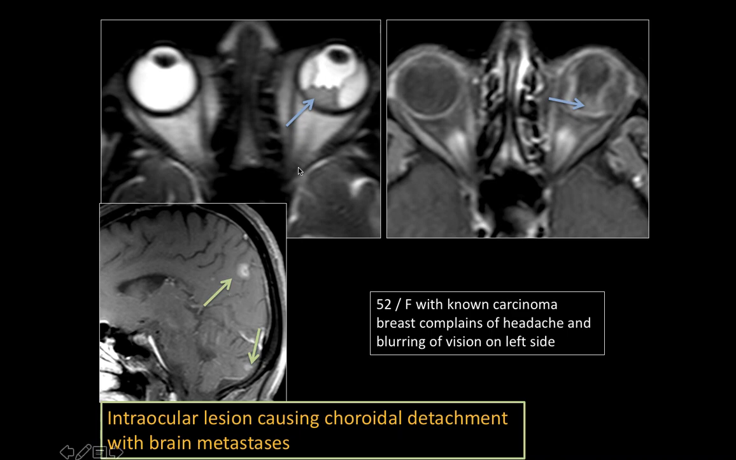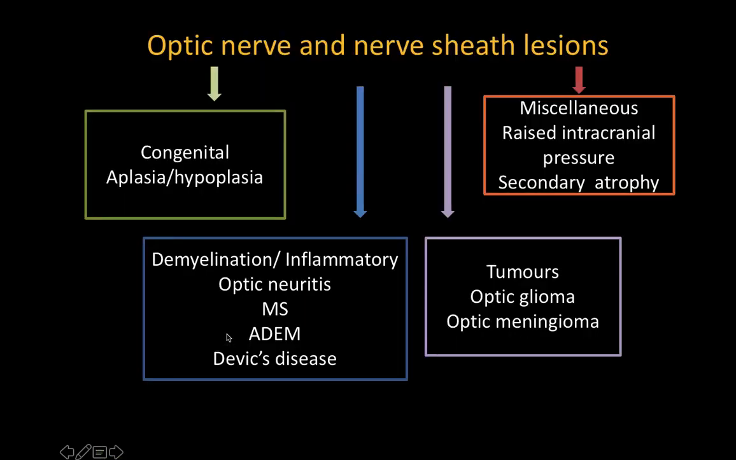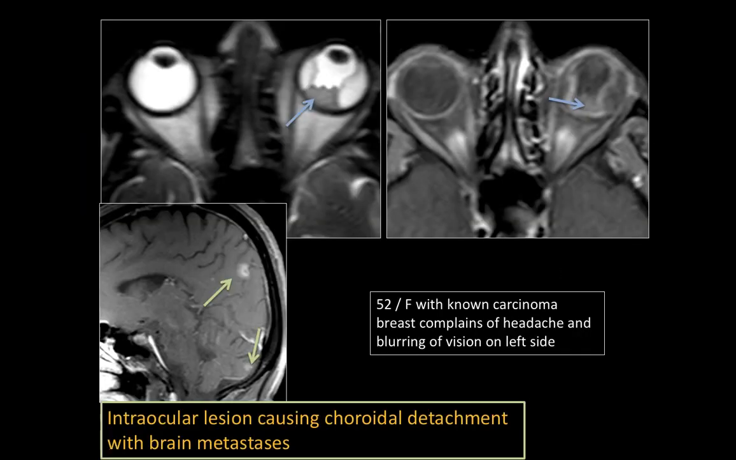This is a 52-year-old female with known carcinoma of the breast who presented with headache and blurring of vision on the right side. So what do we see here? We see an irregular T2 hypointense mass in the posterior aspect of the globe, and it shows minimal enhancement. Along with that, we have choroidal detachment. So this mass is actually a metastatic lesion. Also, we saw multiple other metastases in the brain. So this indicates intraocular metastasis along with brain metastasis.